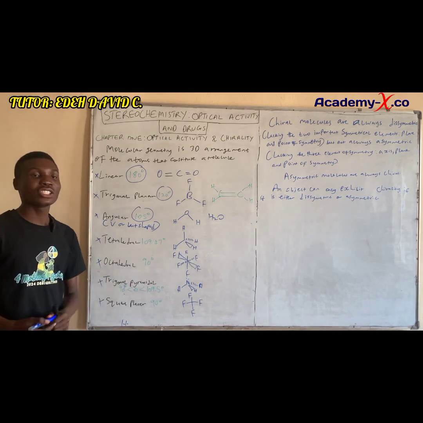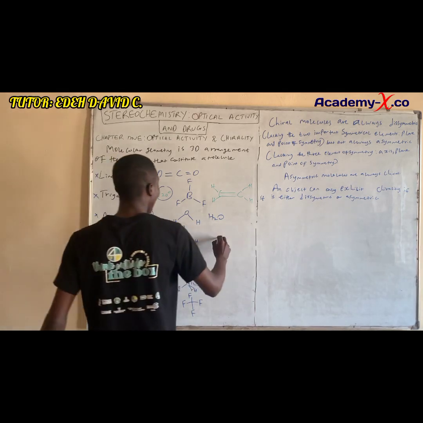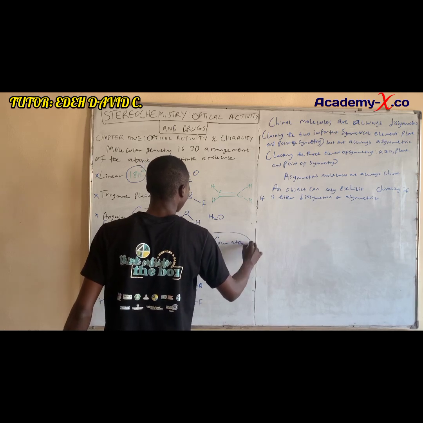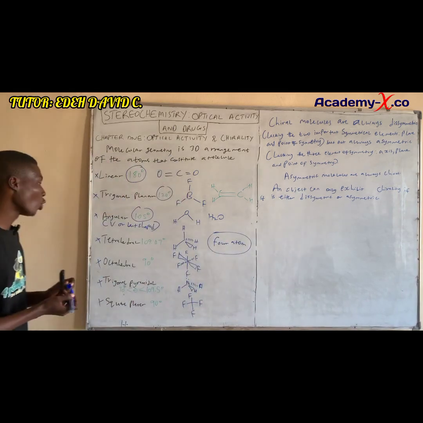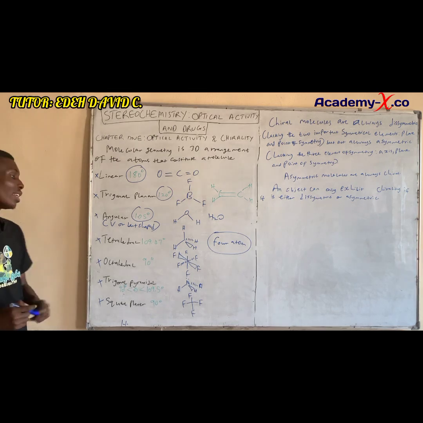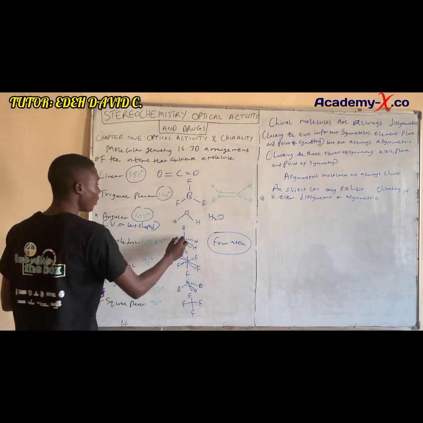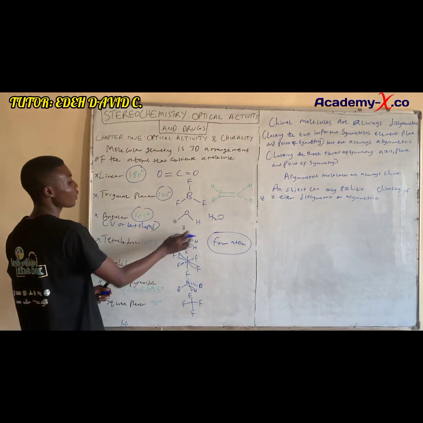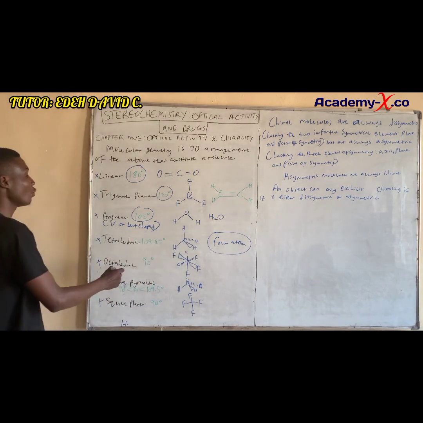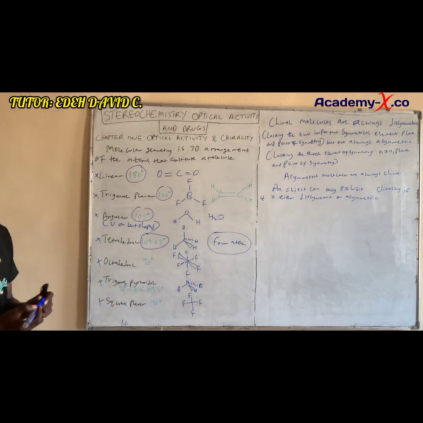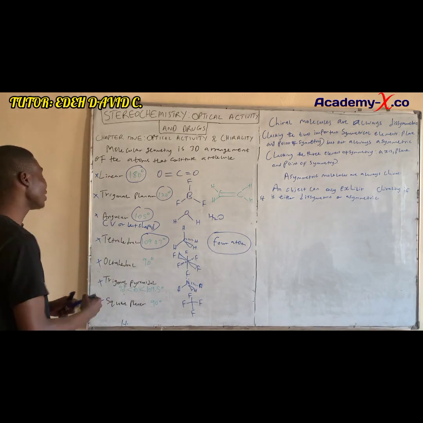Tetrahedral molecular geometry occurs when you have 4 atoms bonded to a central atom. For example, what we have here is methane. This is carbon at the middle. Carbon is connected to 4 different hydrogen. This kind of geometry is tetrahedral. The bond angle is 109.47 degrees. And then we have octahedral.